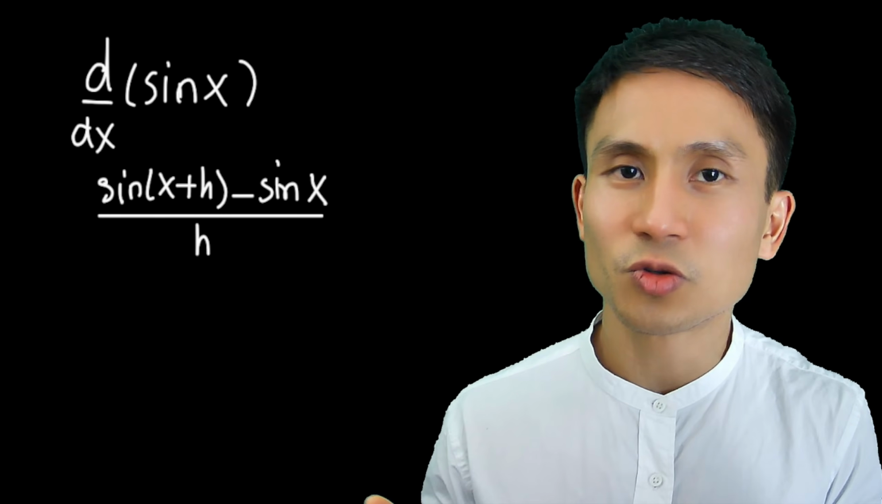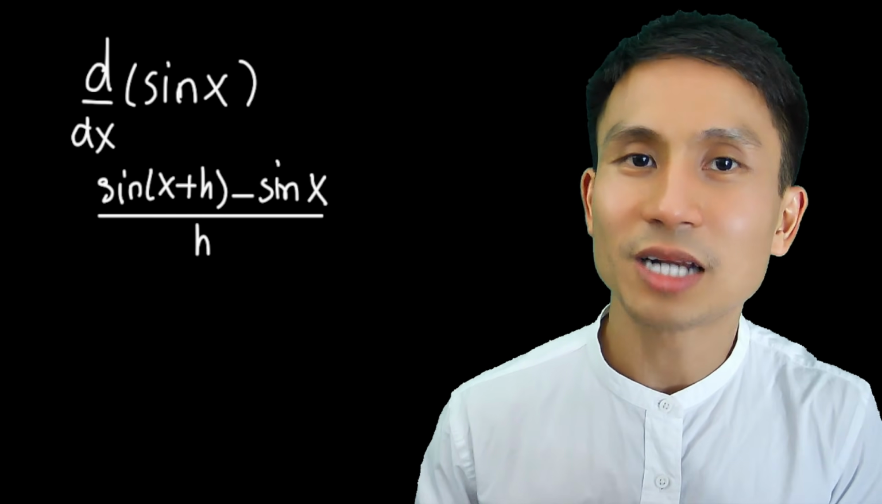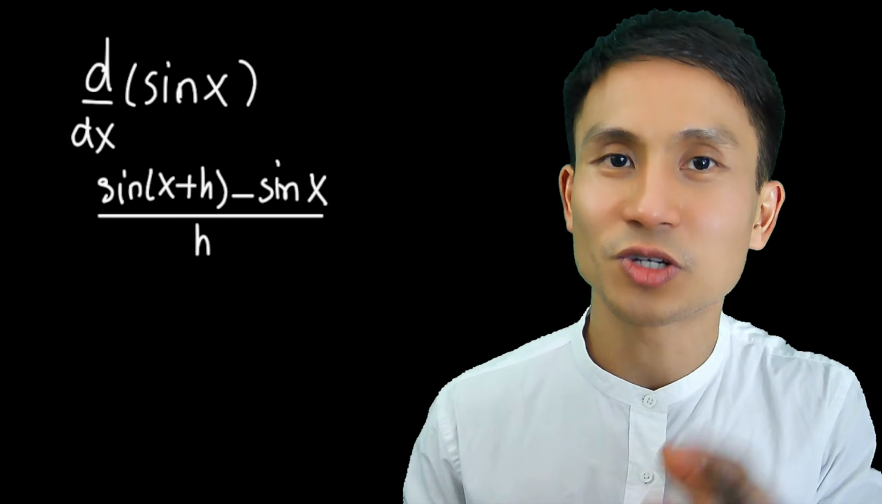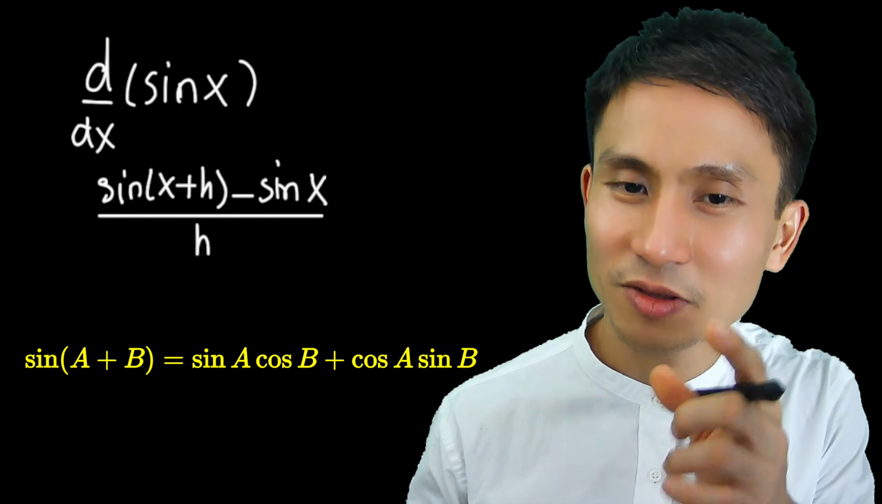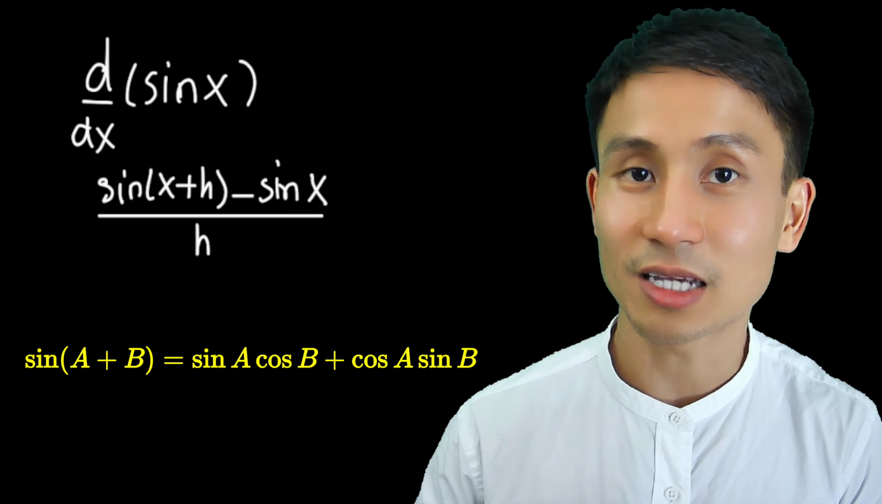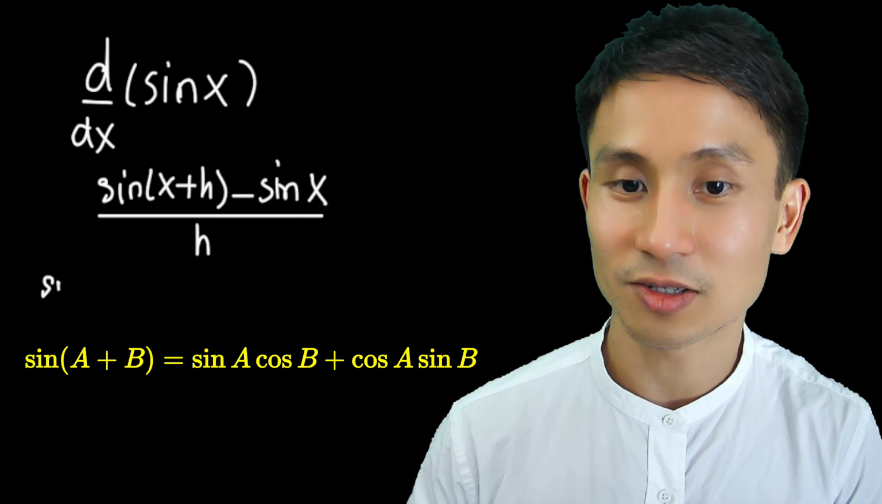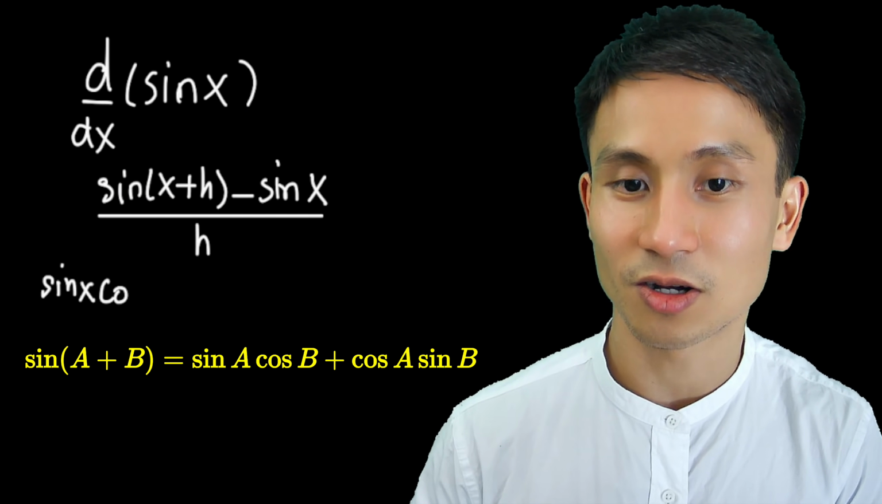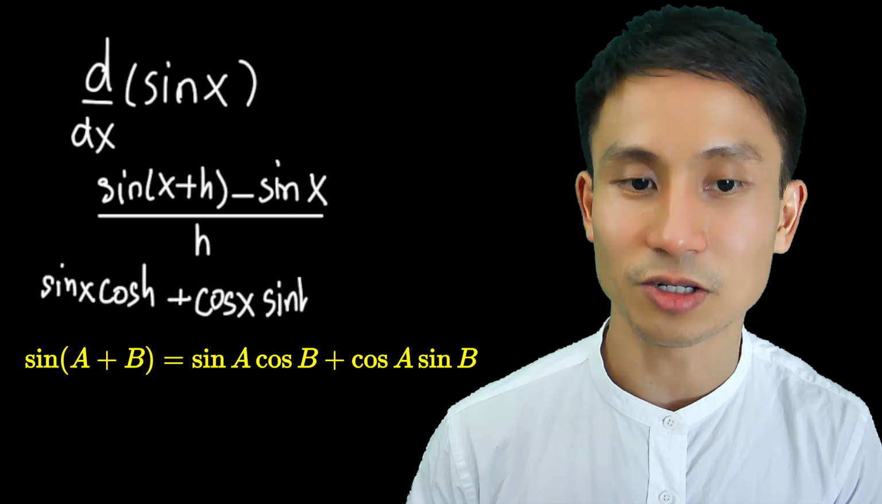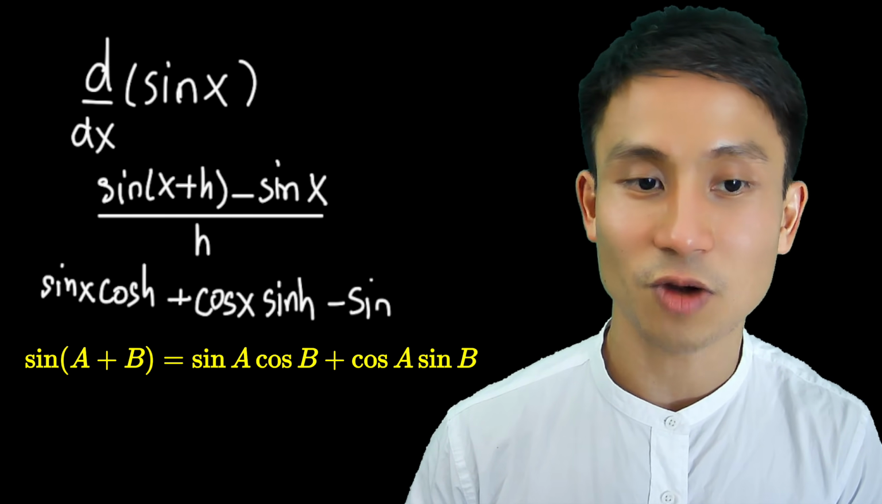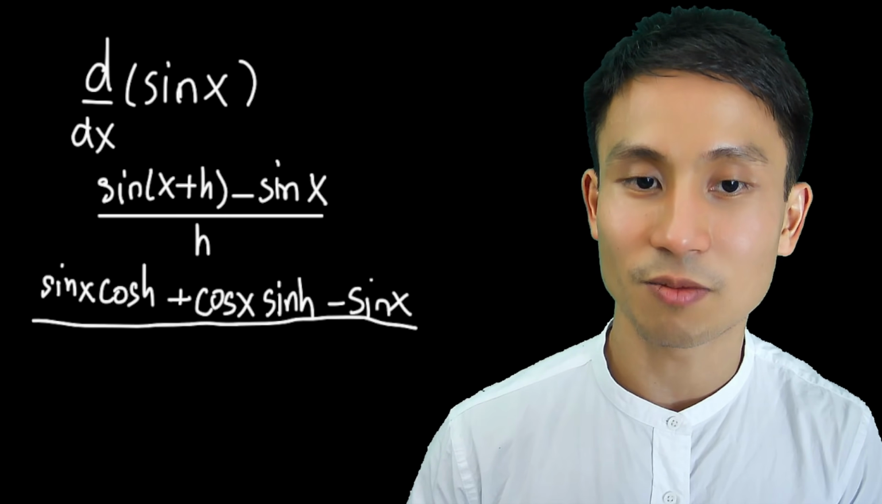In order to take it forward here, we can do nothing else but to use the addition formula of sine (a plus b) to get a better idea about that sine (x plus h). We can expand that first term. So we get sine x cos h plus cos x sine h. Don't forget the minus sine x on the right, and all these are divided by h.